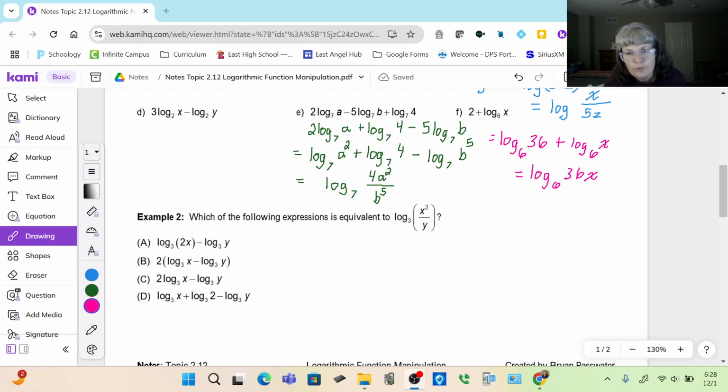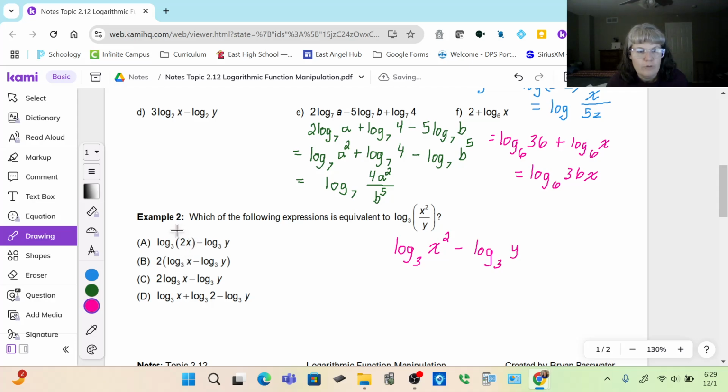For example 2, we're going to be going backwards. Instead of having it in a condensed form, we're going to write it in an expanded form. So I see that I have the quotient that tells me that I'm going to have a subtraction. So log base 3 of x squared minus log base 3 of y. And then I need to apply my power rule. This power of 2 needs to go in front of my log base 3.